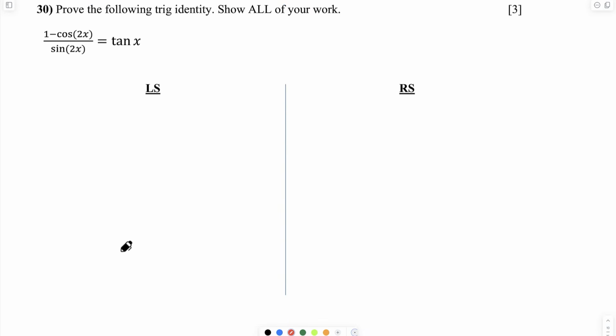Question 30 is proving a trig identity. When proving a trig identity, we separate into left side and right side. And our goal is to show that the two sides of this equation are the same for all values of x. That's what makes it an identity. And we can prove that by working separately on each side, rewriting them in equivalent ways to show that they're in fact the exact same function.